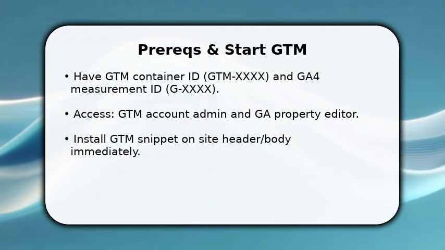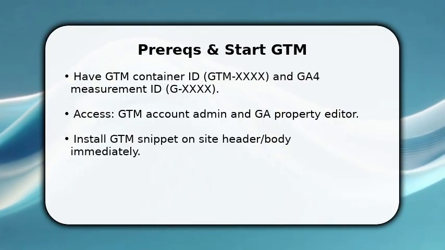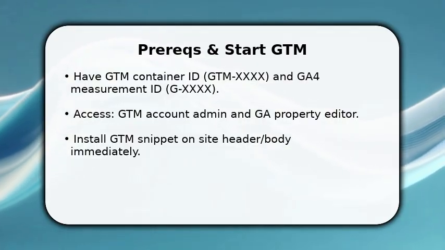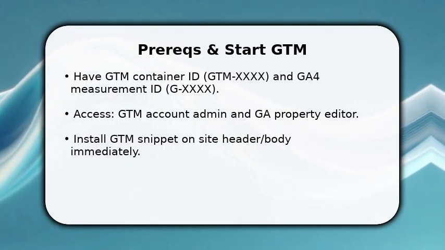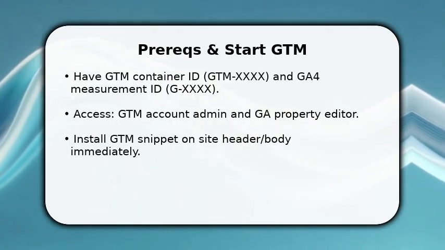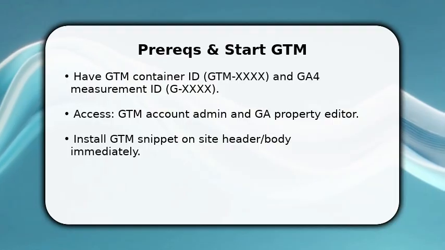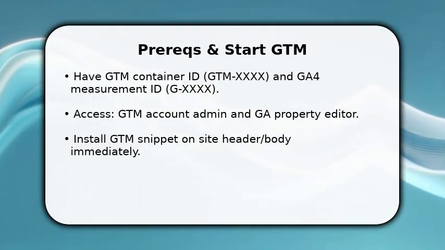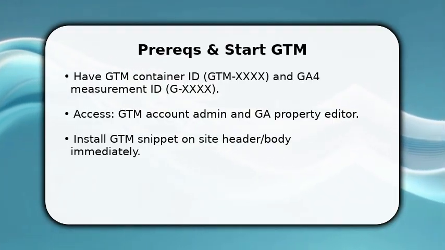You start with GA4 ID and access. Open GTM and create or select the container. Paste the GTM snippet into your site header now so tags can fire. Once done, in GTM go to Tags, New, and choose Google Analytics, GA4 configuration.